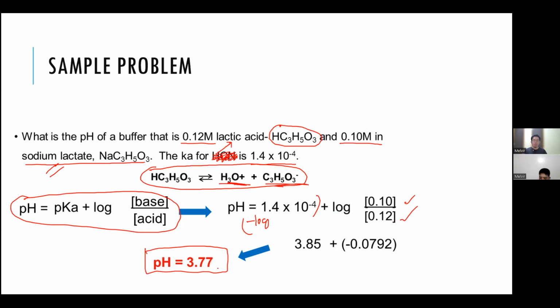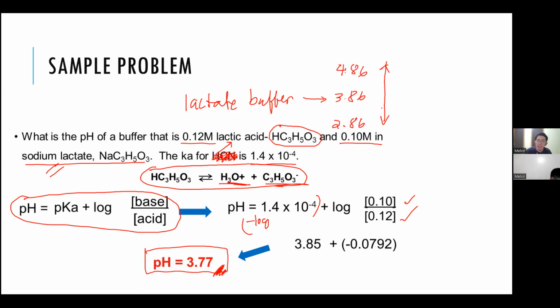So, pasok ba to dun sa buffering region ni lactate? Let's say if you have a lactate buffer, Josh, anong pKa ni lactic acid? Ang pKa ay 3.86 sa akin, sa na-search ko. Pasok po siya. Kasi buffer, ang lactate mo from 2.86 up to 4.86. And we can see 3.77 is really near dun sa pKa ni lactate buffer, 3.86. So, it means, Josh, yung nabuo natin is a strong lactate buffer.